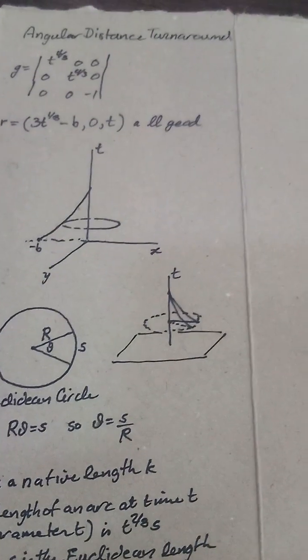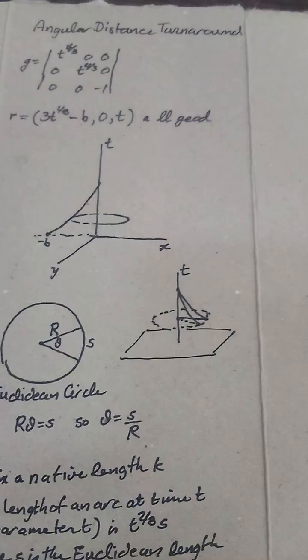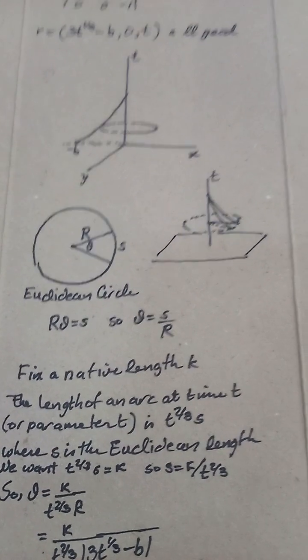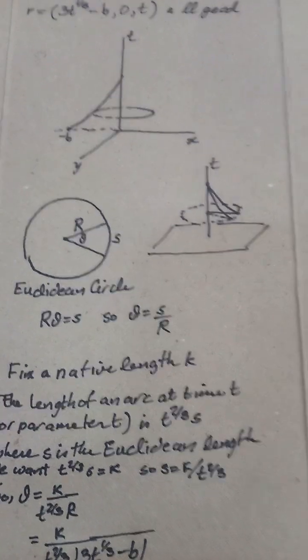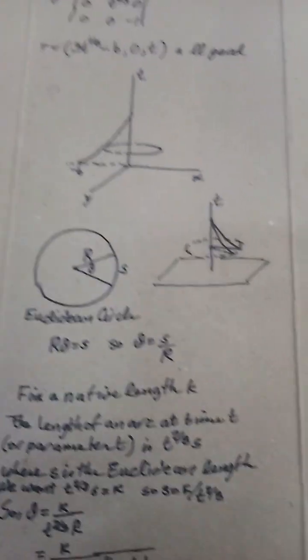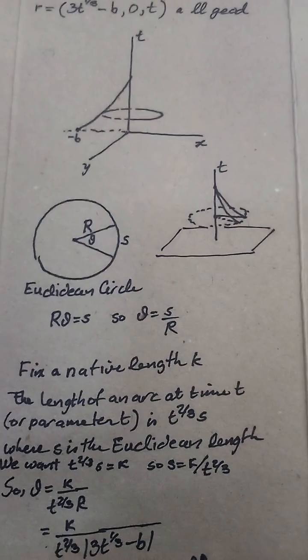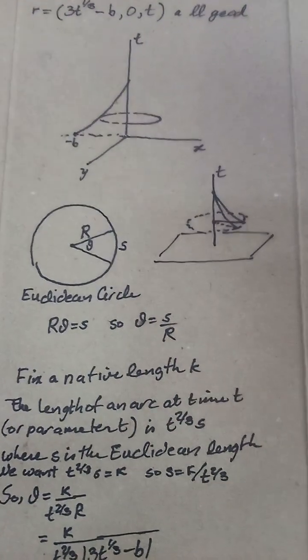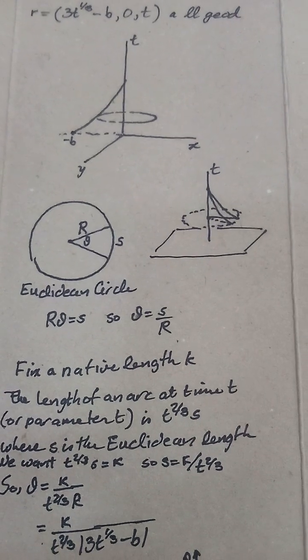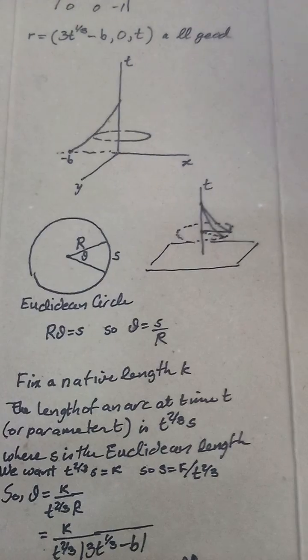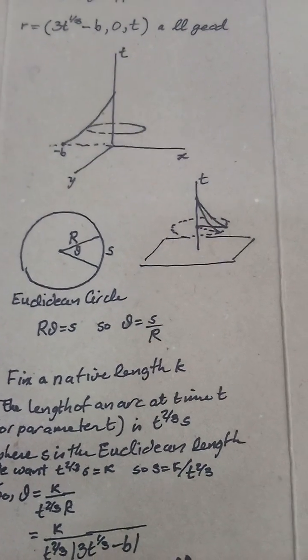You take a fixed size object of native length k. In other words, if you're near the object, that's the length that you would measure. Then you look at light coming from the particular epoch you're considering from that object, and you see what angular size you see it at.